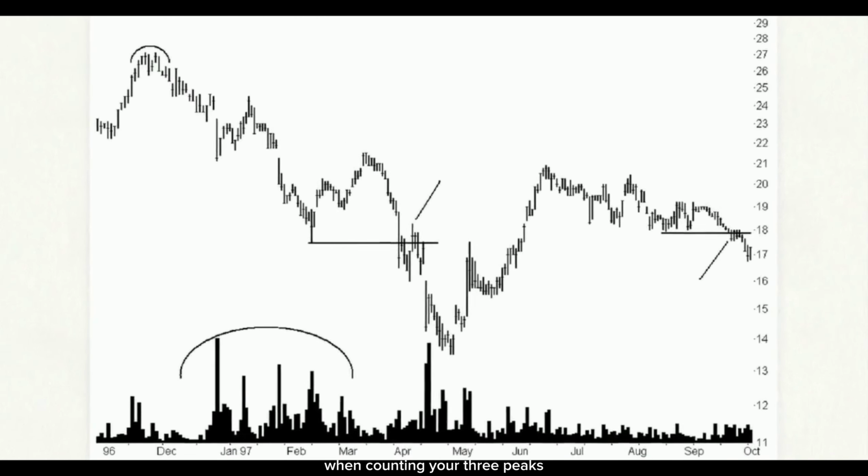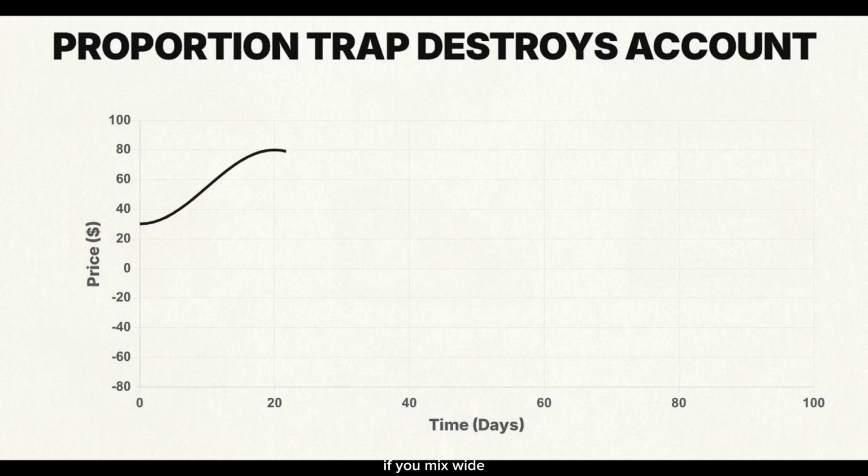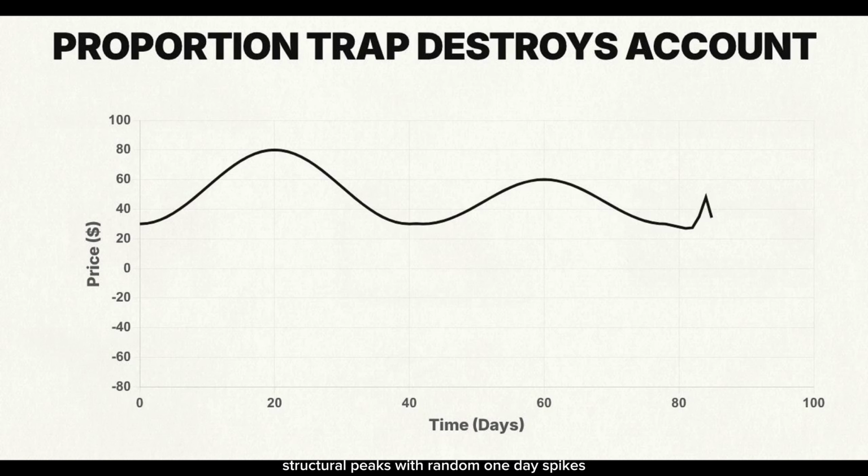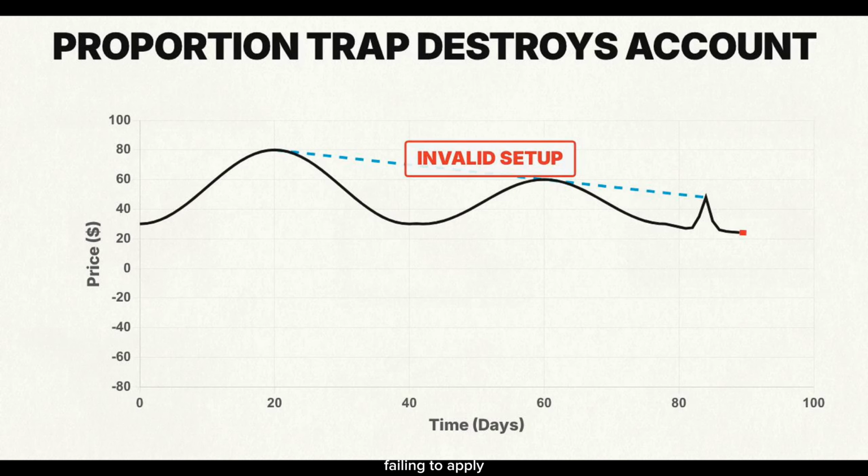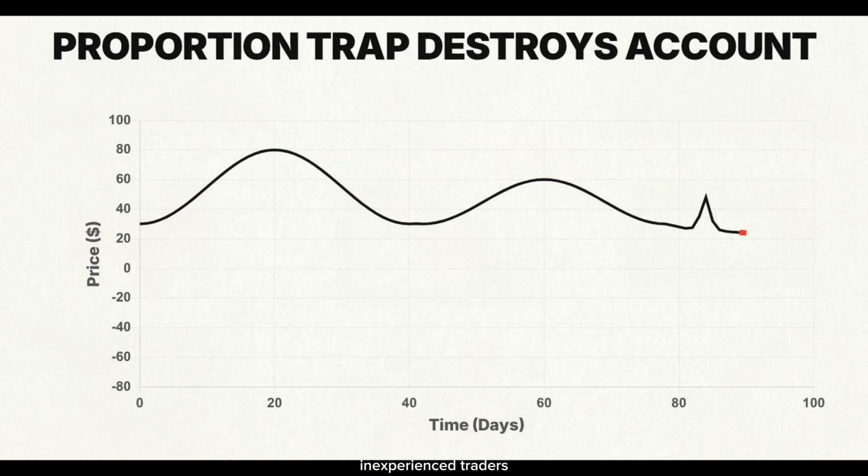When counting your 3 peaks, you have to ignore these tiny blips completely. If you mix wide structural peaks with random 1-day spikes, you will see patterns that aren't actually there. Failing to apply this proportion rule is the primary reason inexperienced traders misidentify the setup and lose their money. Let's put that filter to the test.